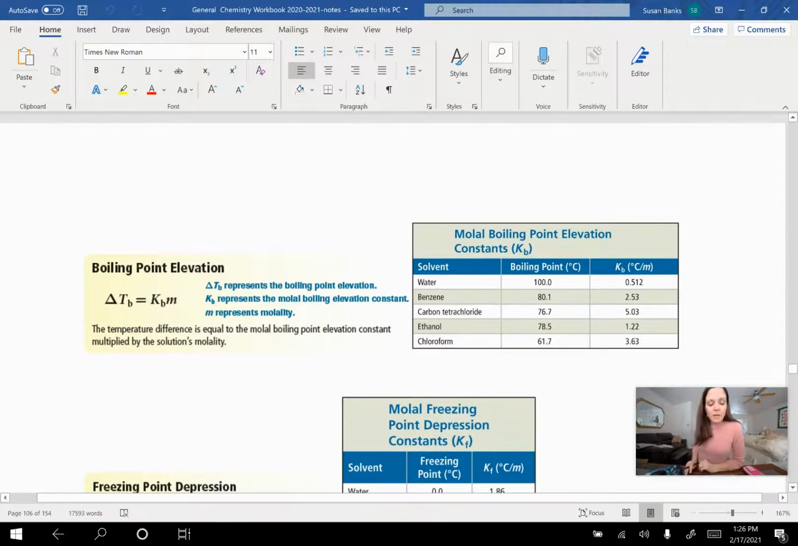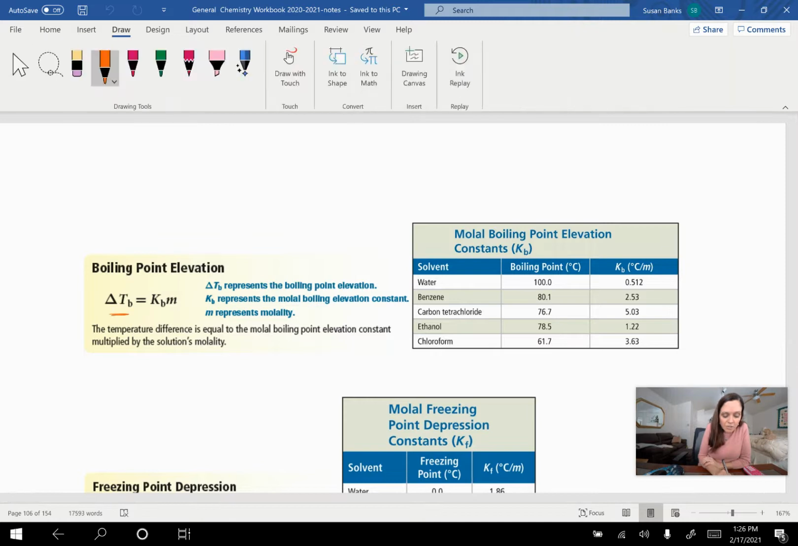When we calculate the boiling point elevation, the change of temperature, not the new boiling point, but just the change, is equal to the boiling point constant of the solvent times the molality. Molality is moles per kilogram, okay? So we have very specific boiling point constants for different solvents. For example, here's a chart of them.